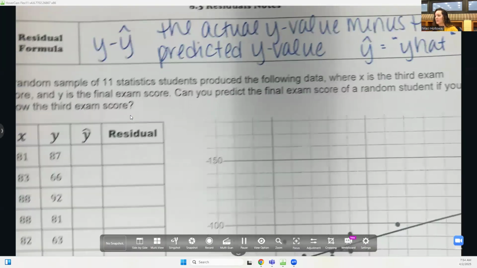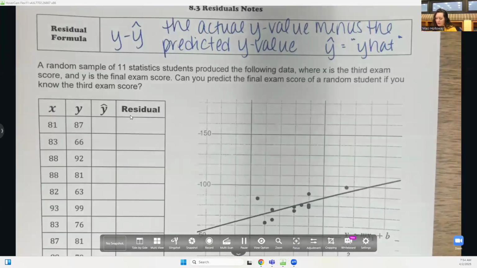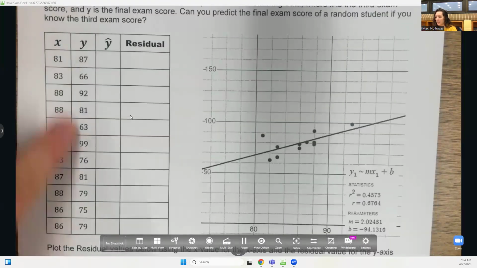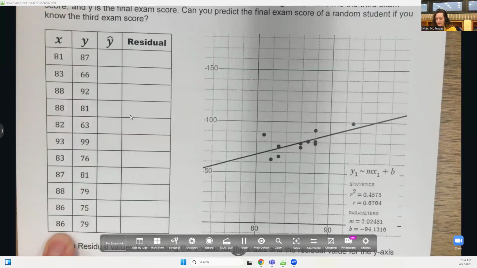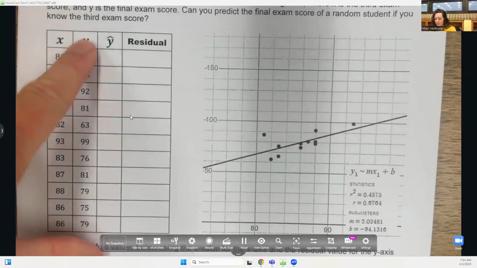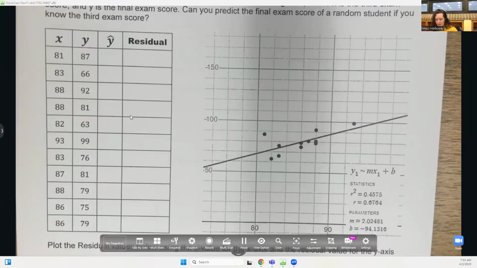Now, first, we have a random sample of 11 statistics students who produce the following data from a third exam score and then the final exam score. And so we're going to predict the final exam score of a random student if you know the third score. So we want to know, can we use this data to actually form a prediction line? So I have 11 scores here, X and Y values. The X value represents the third exam score, and the Y value represents the final exam.